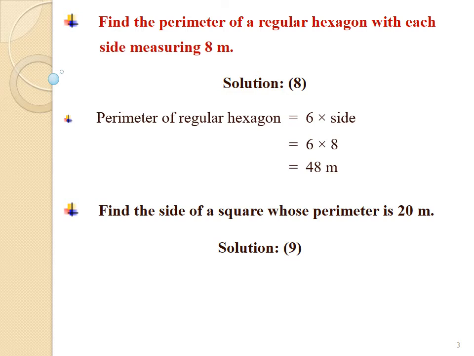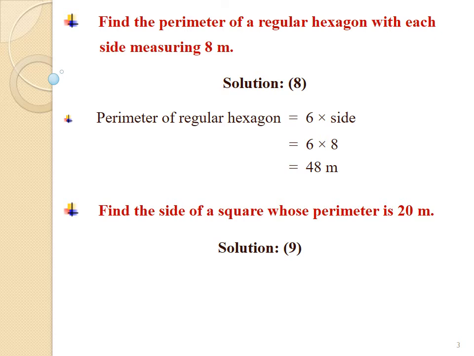Now, sum number 9. Find the side of a square whose perimeter is 20 meters. Students, in this question, we have to find out the side of a square, and we have been given the perimeter of a square which is 20 meters. Students, we know that in order to find out the side of a square when perimeter is given, we have to divide the given perimeter by number of sides of a square. Thus, we can say that side of a square when perimeter is given is perimeter divided by 4.